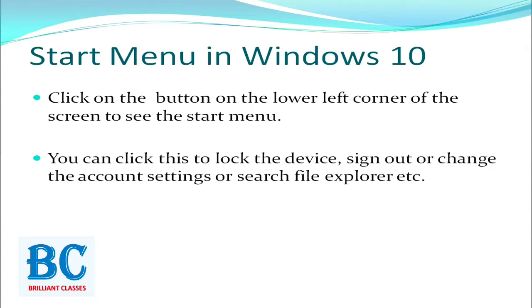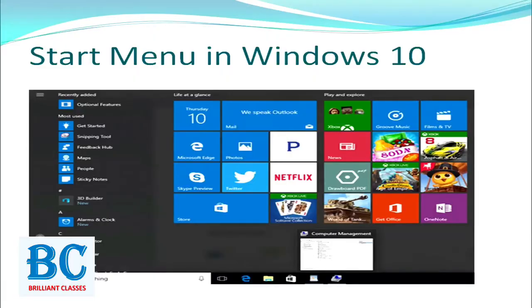Every window operation that we have been seeing till now has got a start menu. So, Windows 10 also has a start menu. It is present on the lower left corner of the screen. You can click this to lock the device, sign out, change the account settings or search File Explorer, or even choose any of the applications that you want to run and so on. So, you can see the start menu coming up here. It is showing the applications, it is showing the power button. You can select any of the applications and do the work that you want to perform.